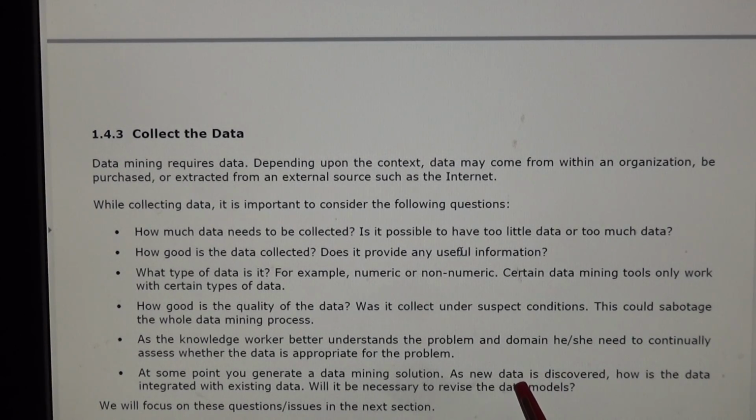At some point, you can generate a data mining solution. As new data is discovered, how is that integrated into existing data? Now, one problem we have is the semester is only 15 weeks long. Normally, if you collect data from scratch, that's very difficult because you maybe have to run a survey and collect the data. Very difficult to do and a lot of pressure. So for this class, we're not going to collect data from scratch. We'll use some data repository or data found within the data repository, so we don't have to go through the data collection process. That could take months.